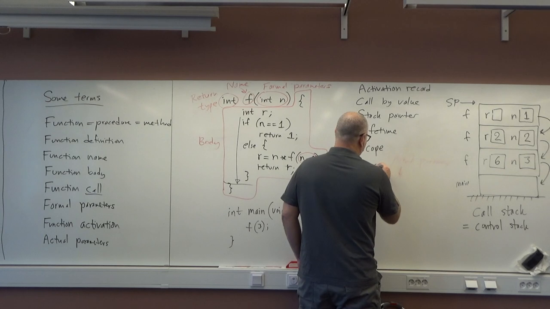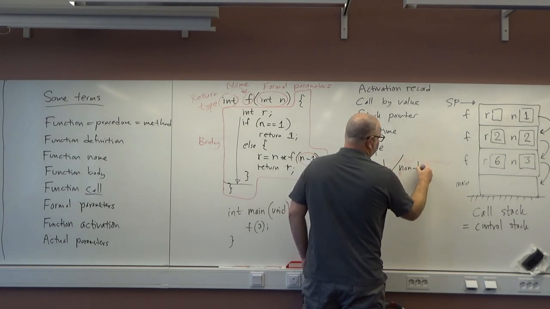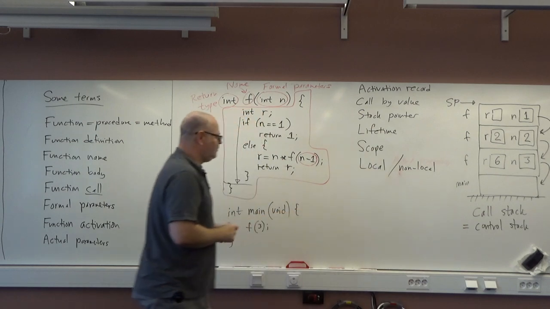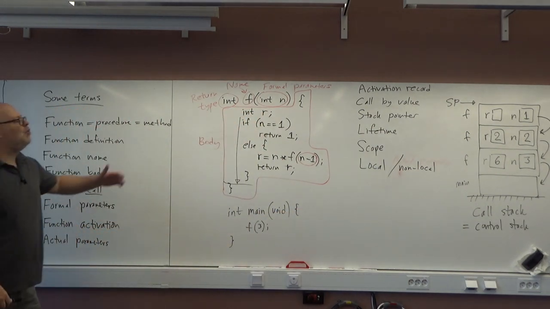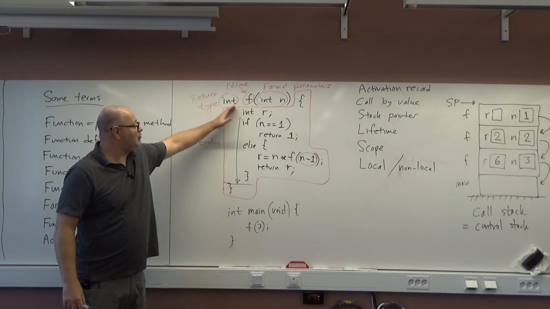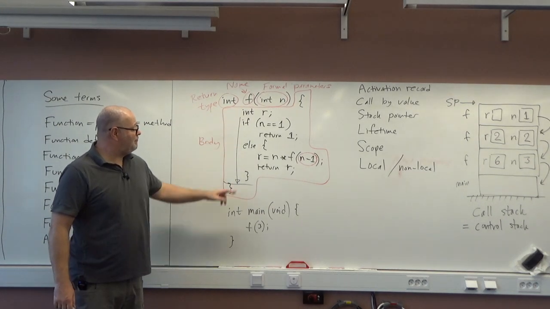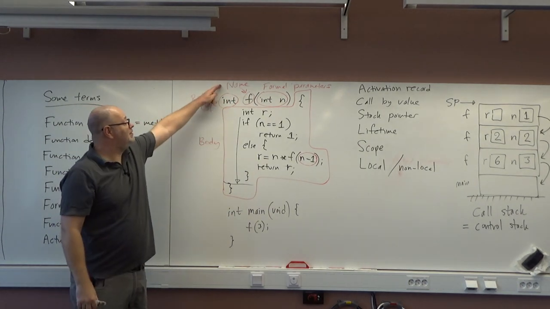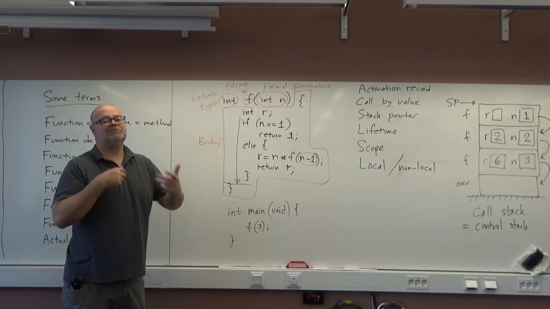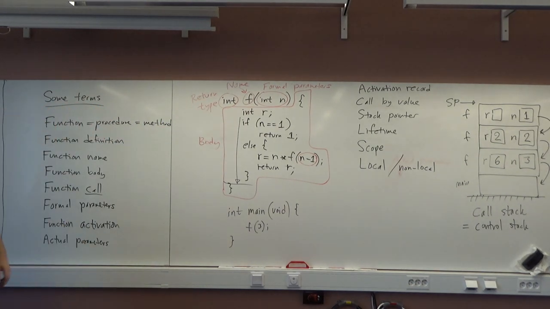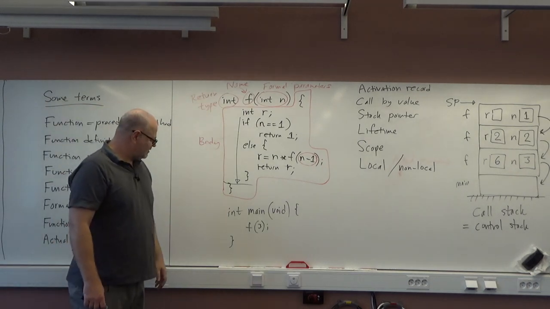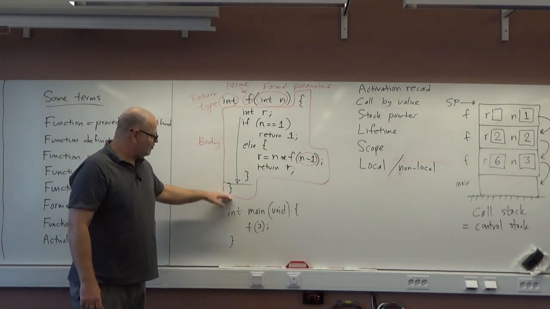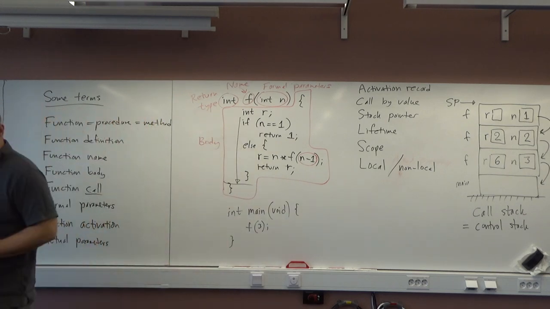We should also mention local and non-local. We'll look more at that later, but a local variable is of course a variable that's local in the function, like R and M. If we have a variable outside a function definition in C, then it becomes, well, the term is storage class extern, but it's a global variable that is not local in the function. Okay?